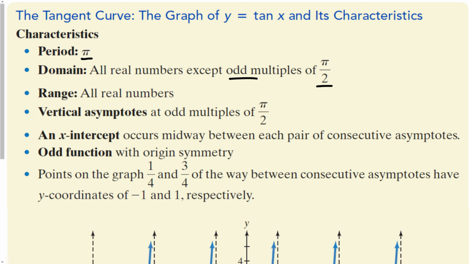At every even multiple of pi over 2, like 0, pi, 2 pi, 3 pi, it has an intercept, and that's this. An x-intercept occurs halfway. This is important. It occurs halfway between each pair of consecutive asymptotes. And we're going to use that idea to help us really graph this. And then here's my other key points. Points on the graph that are 1/4 and 3/4 of the way between consecutive asymptotes have y coordinates of -1 and +1.